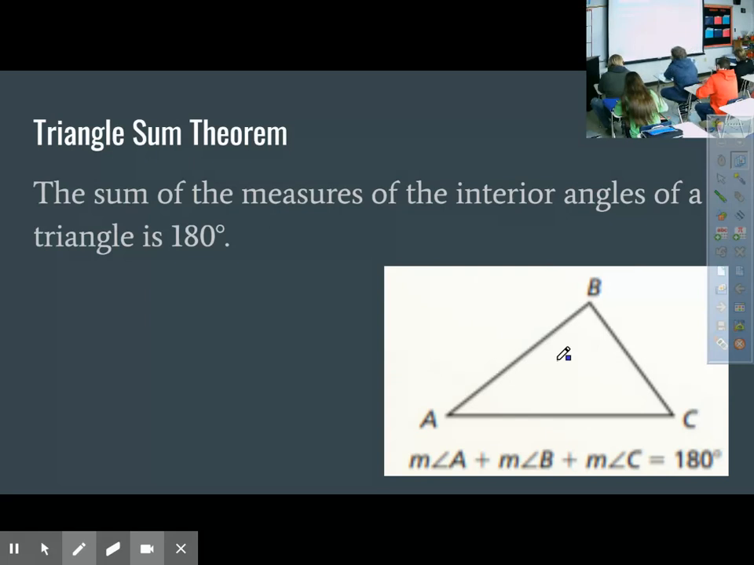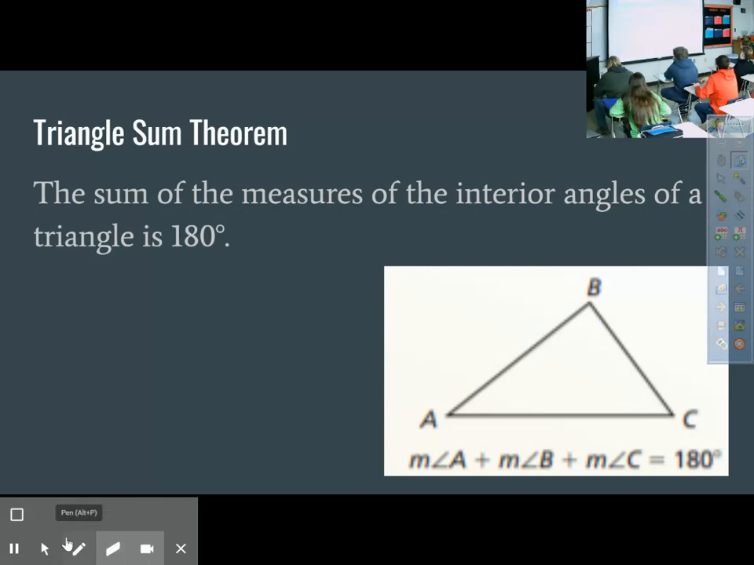Alright, so what this means is this is only for interior angles. So that means if I were to take this measure and add it to this measure and add it to this measure, they would all three equal 180. So like if this one was 40 and this one was 30, that's 70. This one would have to be 110 in order to make it 180 degrees.